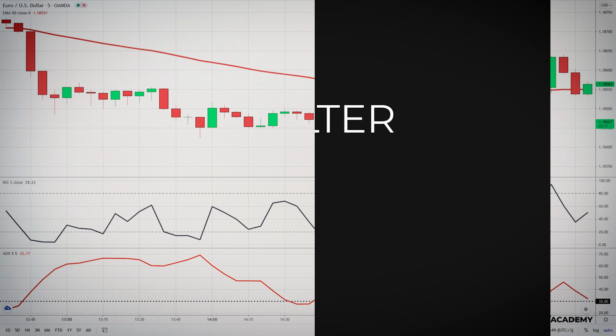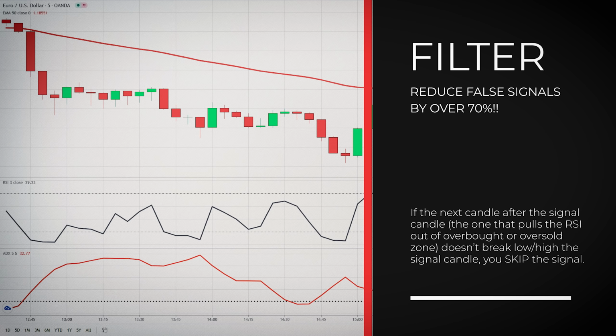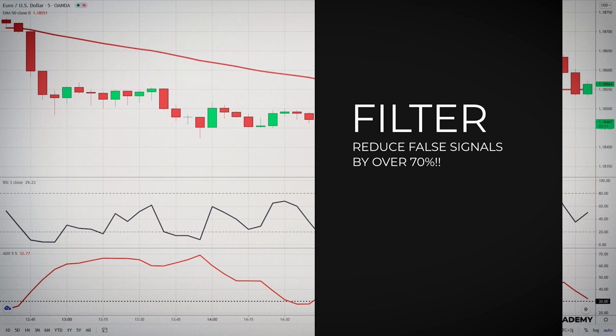Here's an important filter to reduce false signals by over 70%. Pay attention. If the next candle after the signal candle, the one that pulls the RSI out of the overbought or oversold zone, doesn't break the signal candle, you skip the signal. Basically, you want immediate momentum after the signal.